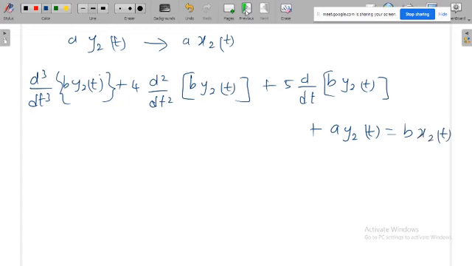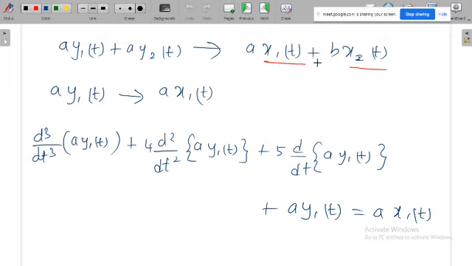So in this process I got this a x1 of t and b x2 of t separately, because I applied a y1 of t and b y2 of t separately. So next I will apply both. In the same equation I will apply both a y1 of t as well as b y2 of t. Wherever y is there, I will replace with this entire term. Similarly, wherever x is there, I will replace with this term. If both are equal finally, then the given system is linear.